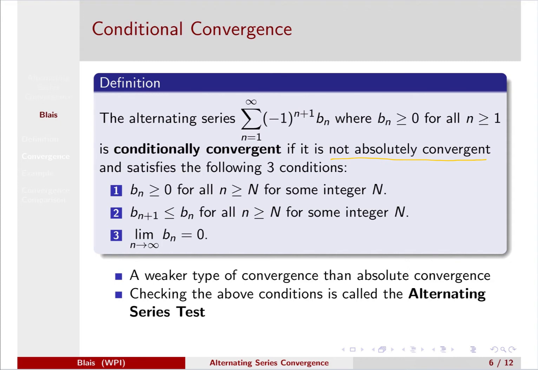Another way to put that is that the b sub n are monotone decreasing. And finally, the limit as n goes to infinity of b sub n equals 0. So the terms themselves go to 0. If our non-absolutely convergent series satisfies these three conditions, we say the series is conditionally convergent. And it is a weaker type of convergence than absolute convergence. And the process of checking an alternating series for this type of convergence is called the alternating series test.